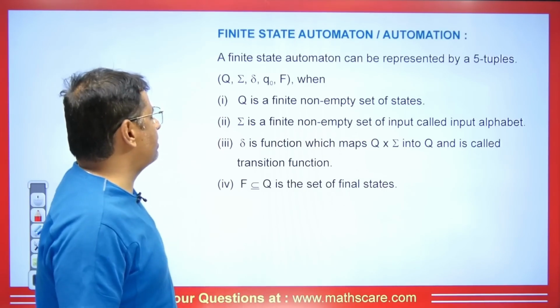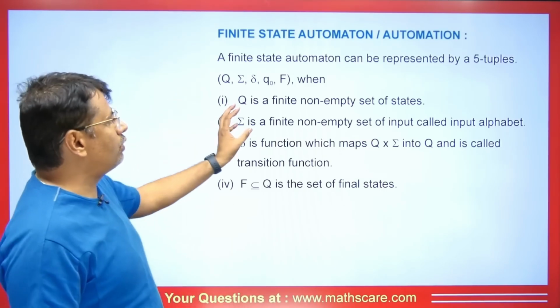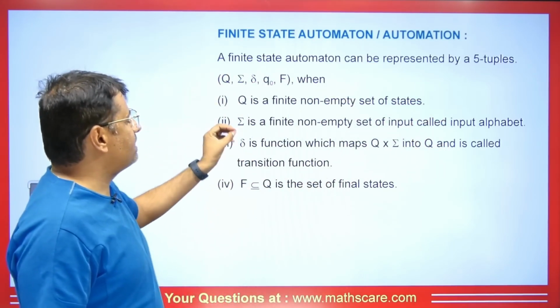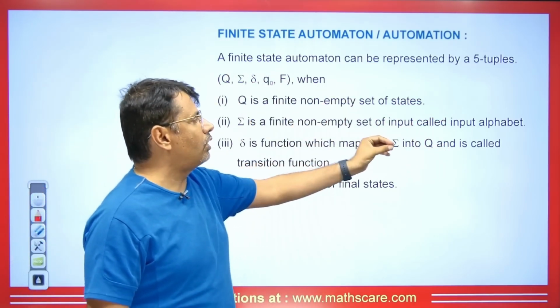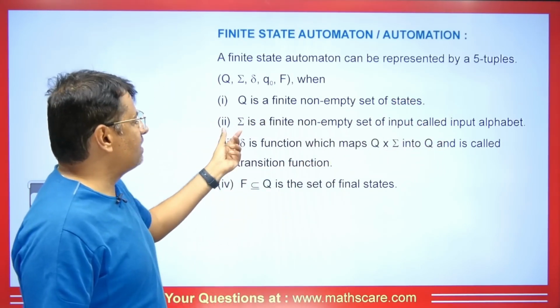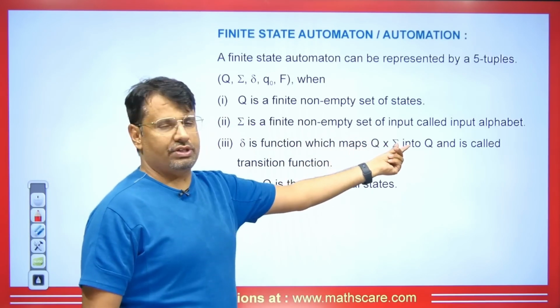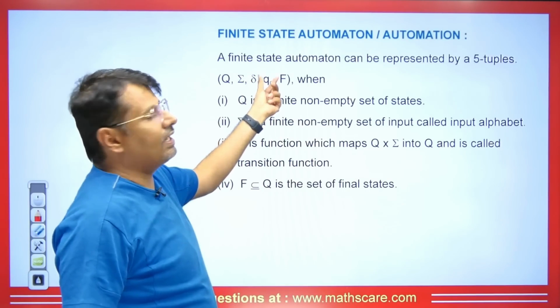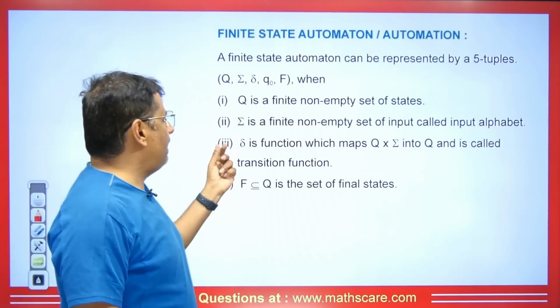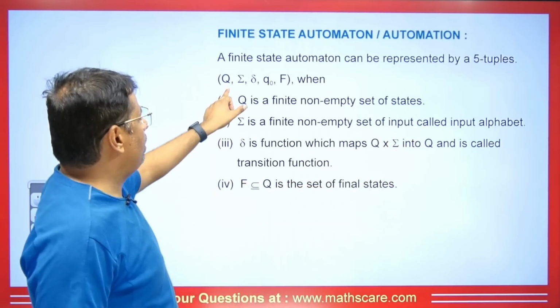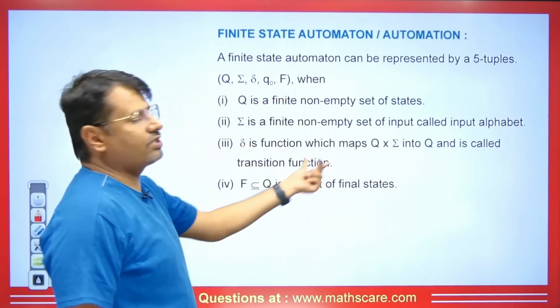So we have Q, Sigma, delta, Q0 and F, where Q is a finite non-empty set of states. And Sigma here is a finite non-empty set of inputs, called the input alphabet. Now the delta here is a function which maps Q cross Sigma. We had output in the finite state machine. Here we have delta and Q0, right? So delta is Q cross Sigma to Q, which is called the transition function.